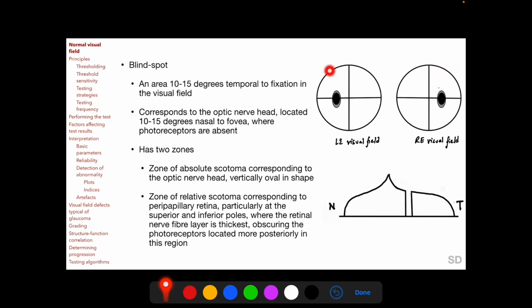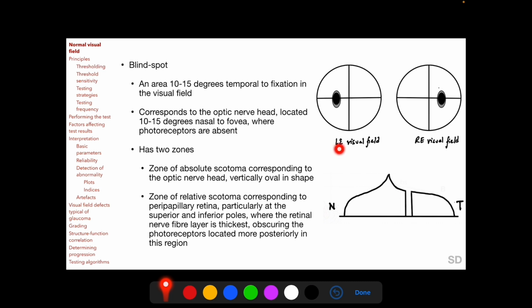This diagram shows visual field of the left eye and visual field of the right eye. When examining a visual field test report, we orient the report in such a way as if the visual field test report belongs to our own eye.